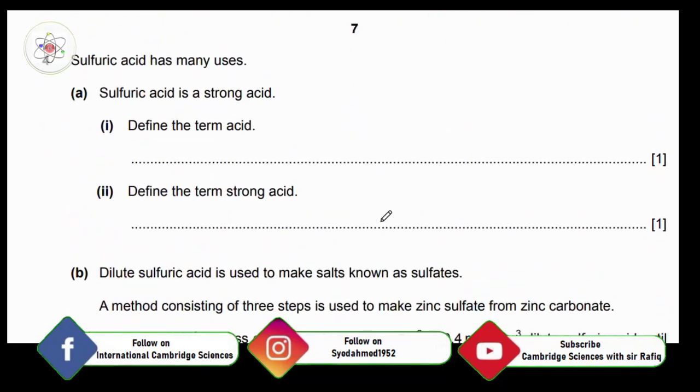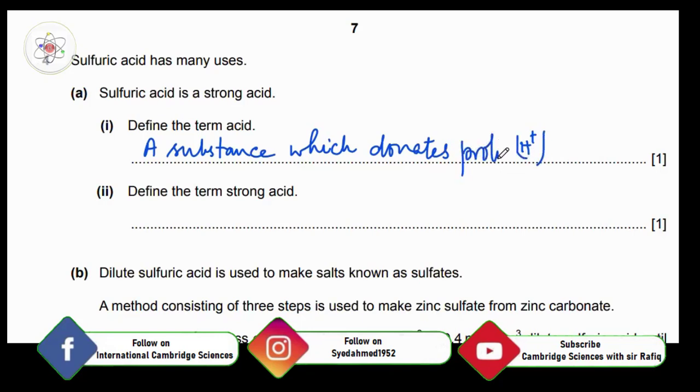Moving on, question number 4. Sulfuric acid has many uses. Sulfuric acid is a strong acid. Define the term acid. A substance that gives out H ion, which donates, which gives out H ion. So H ion is said to be proton. So we can say that proton donors are acids, right?